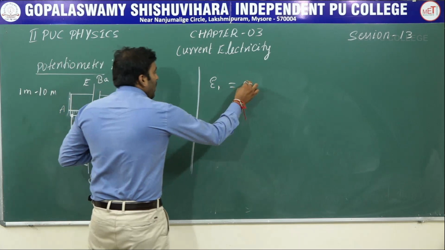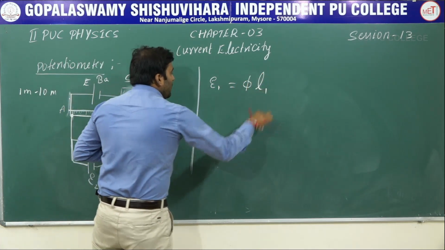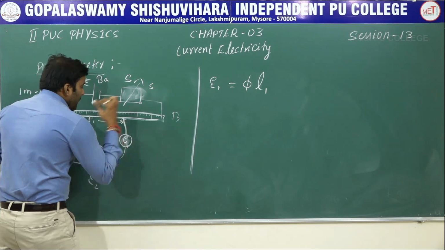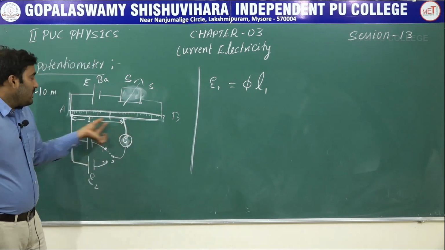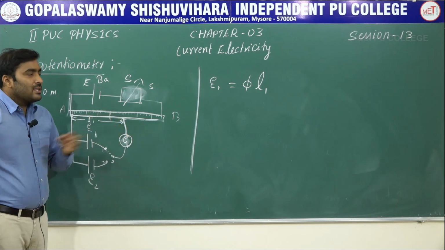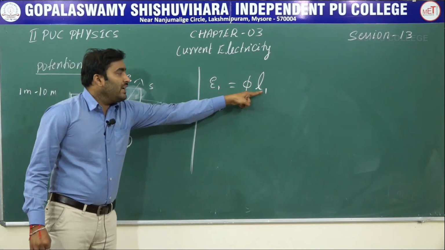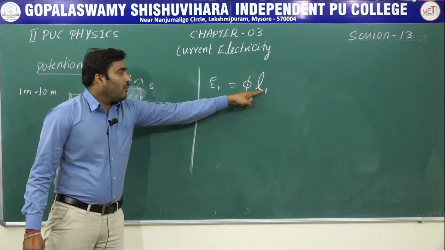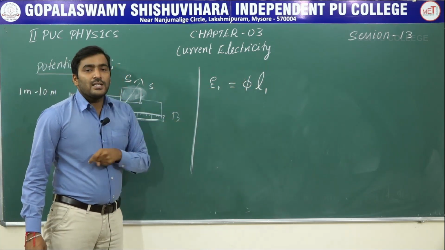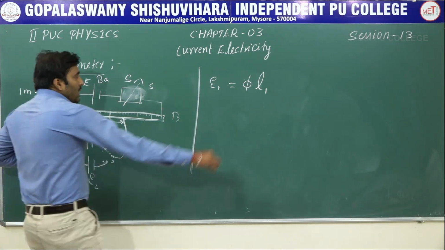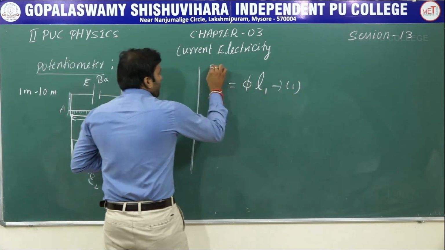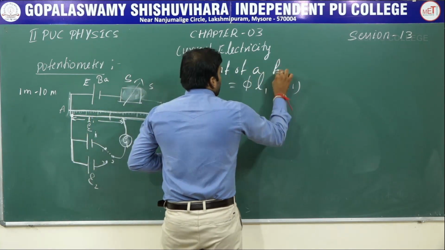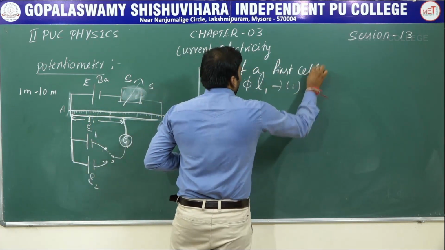Now E1 can be written as phi into L1, where this L1, the length of the portion of the wire, is nothing but the balancing point. Therefore E1 is equal to phi into L1. The EMF of this cell is written as phi into L1. We already know that phi is the potential drop per unit length. I will call this equation 1, and this is the EMF of the first cell.